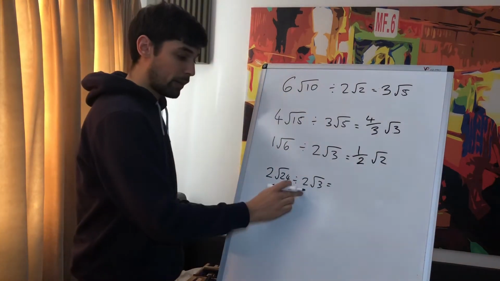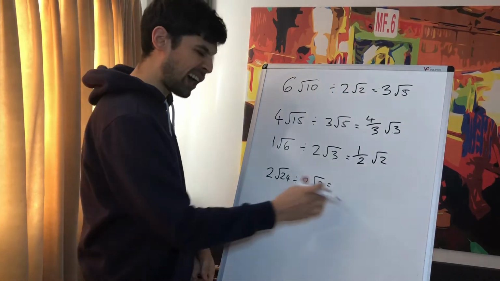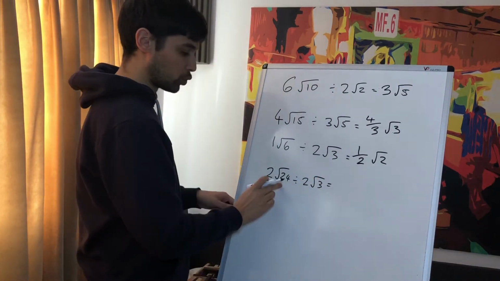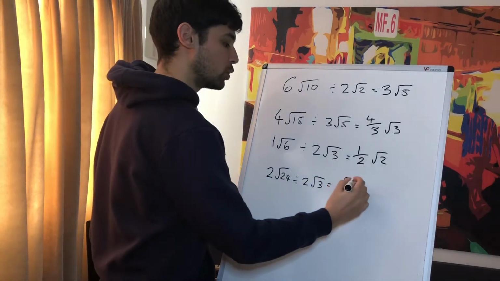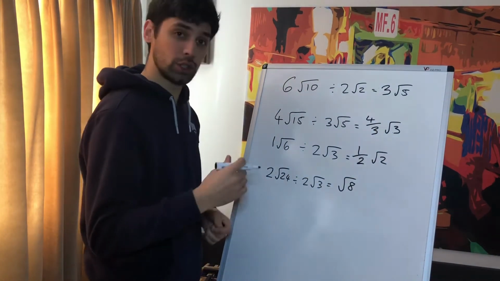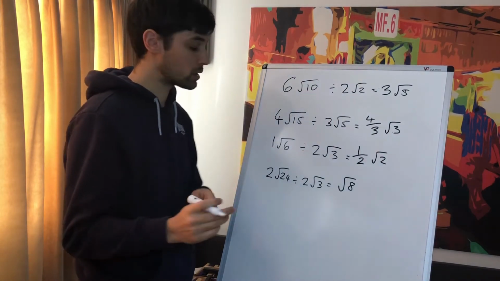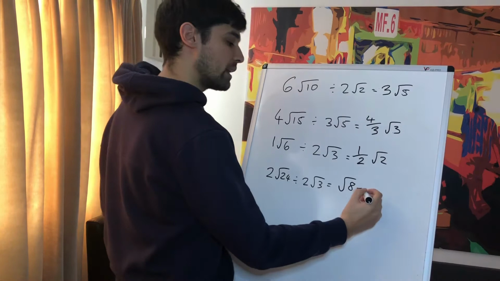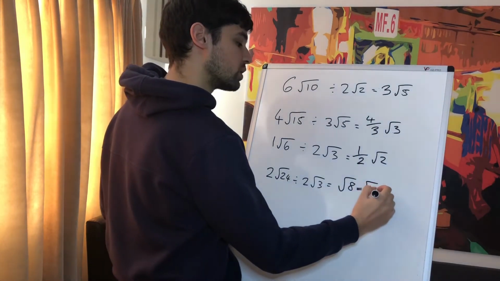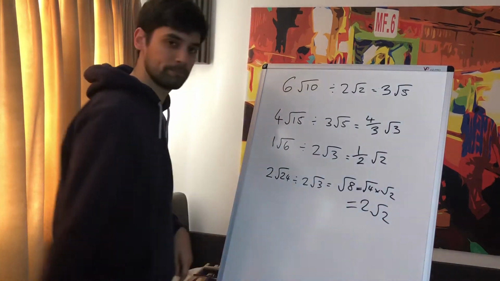Here, 2 divided by 2. Well, 2 divided by 2 is 1. Anything divided by itself is 1, so we don't need to write that. Then we've got root 24 divided by root 3, which is going to be root 8. And always be aware if we can simplify once again. You will remember from one of my other videos, if you don't, go back and have a look at simplifying surds. Root 8 we're going to write as root 4 times root 2, which is 2 root 2.